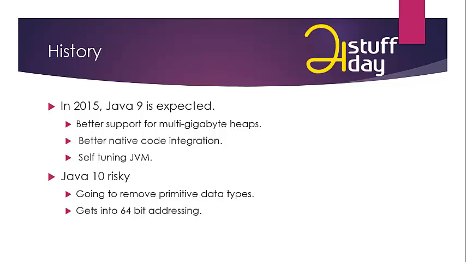So what are all the features that are used in Java 9? It provides better support for multi-gigabyte heaps, better native code integration, and self-tuning JVM. So what do you mean by JVM? Java Virtual Machine. It is a program that interprets the intermediate Java bytecode and generates the desired output. It is because of the bytecode and JVM concepts that programs written in Java are highly portable.